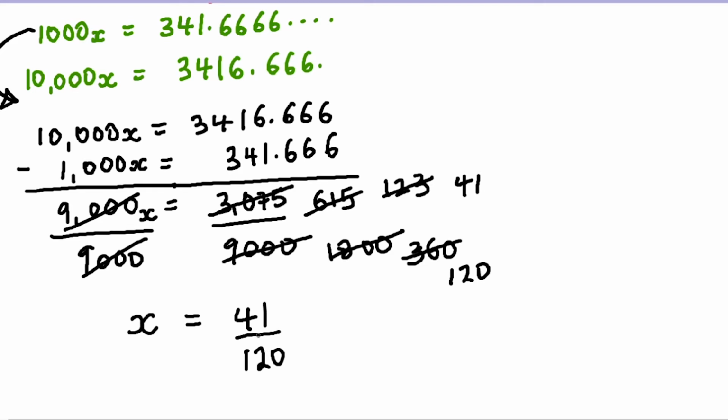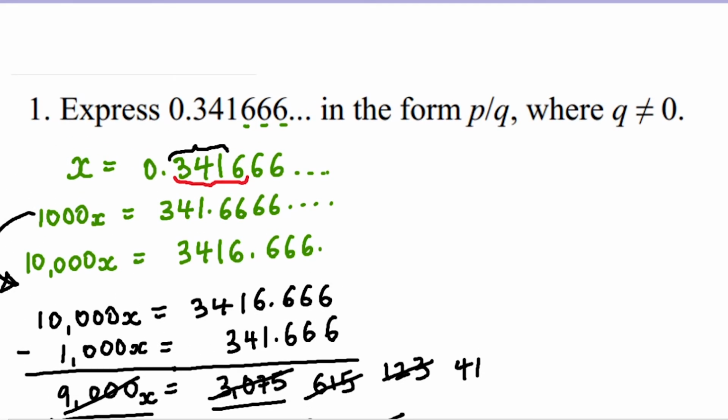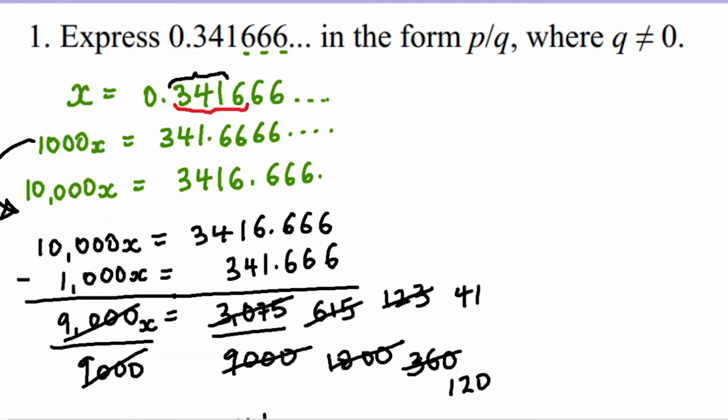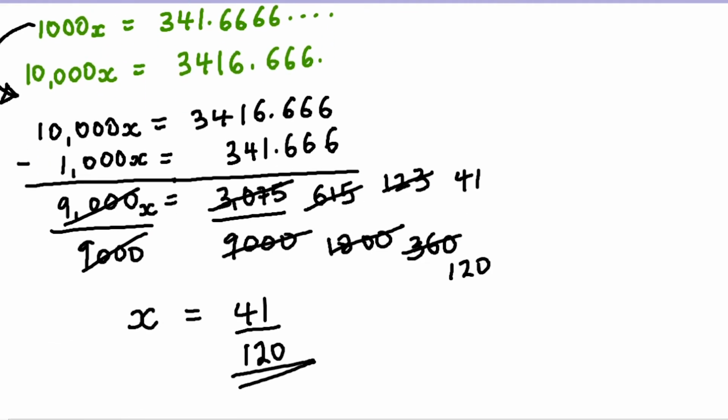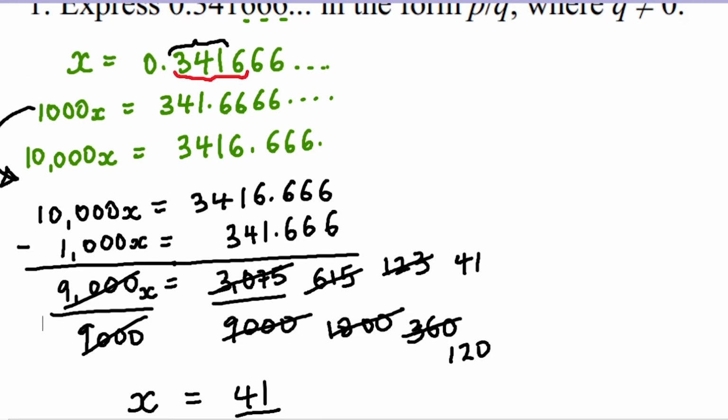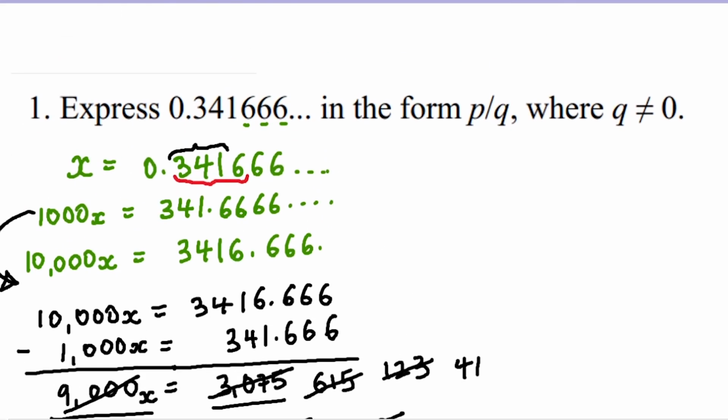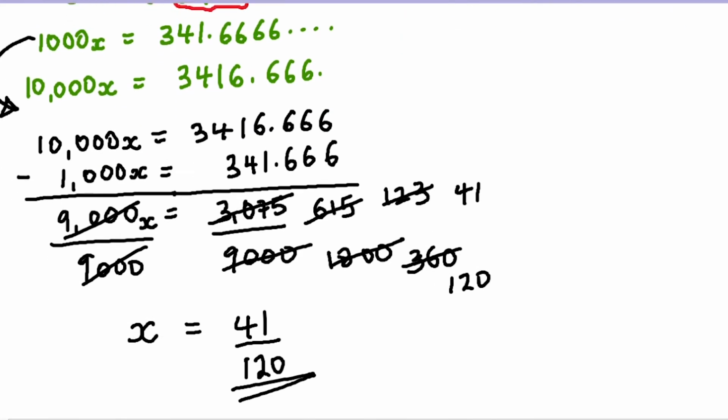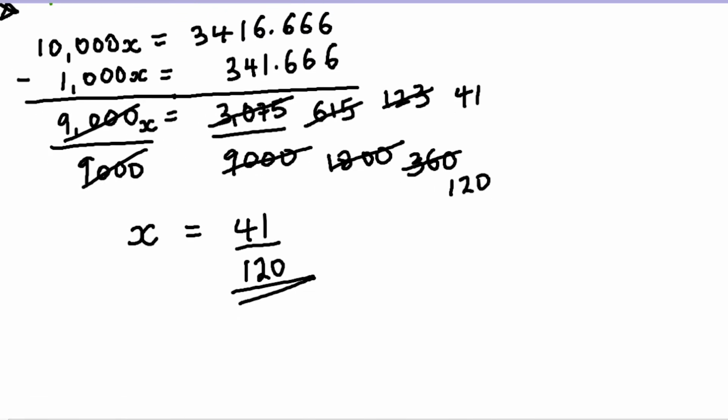Now when you look at 41, divide that by 120. If you punch that in your calculator, it will indeed give you our earlier expression, which is 0.341666. So that is how we have expressed this number as the question required us to do. The question required us to express the number in the form of P over Q, and that is how we have been able to do it.